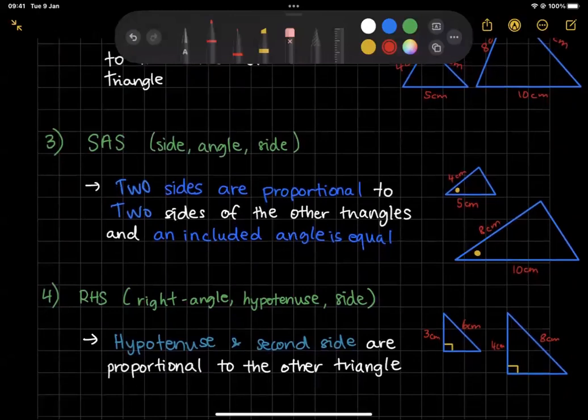Then last but not least, RHS, similar to the congruency, different meaning in similarity. The hypotenuse and the second side are proportional to the other triangle. So those are the tests, and that's what similar triangles are.